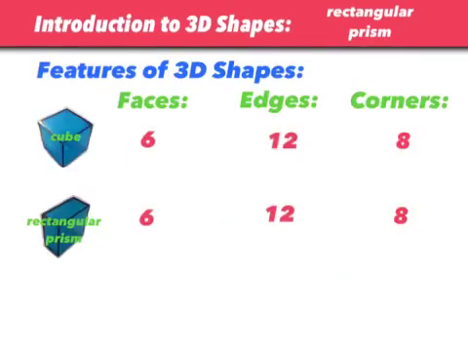Okay, so having a look, on a rectangular prism there are 6 faces, 12 edges and 8 corners. And you can see that compared to a cube, the features are the same. 6 faces, 12 edges, 8 corners. The only difference is, in a cube we have a square base, and in a rectangular prism we have a rectangle base. A cube is a prism. It's a square-based prism of a special kind because all of the sides are the same length.